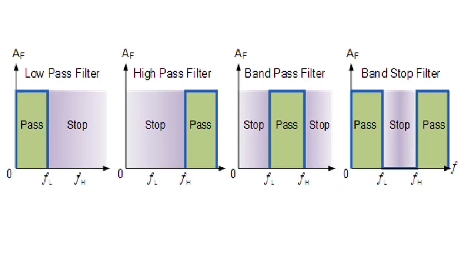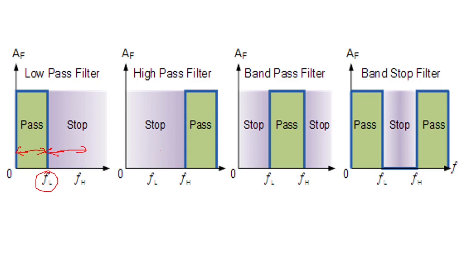Then again here the actual ideal graphs or ideal curves are shown. So here you can see the ideal curves. The first one is shown as the low pass filter. In this low pass filter you can see that the frequencies below the cutoff frequency are passed. So here is the cutoff frequency. This range you can see is for the pass, and the frequencies above the cutoff are stopped. So this is stopped. Okay.